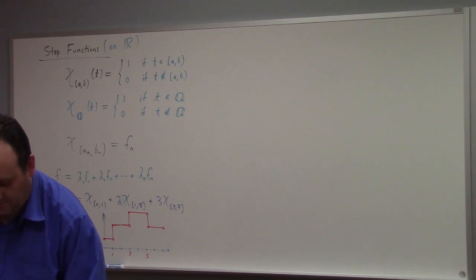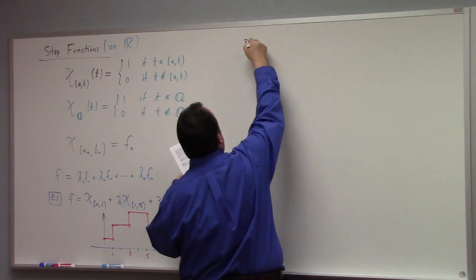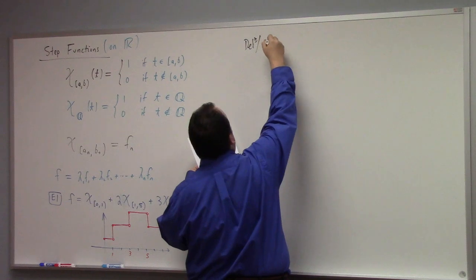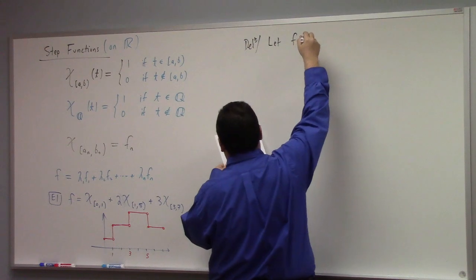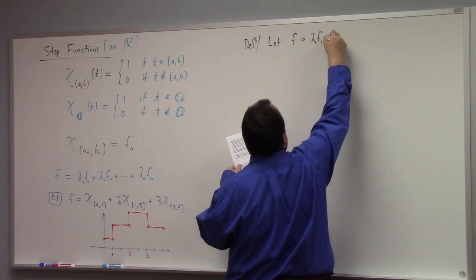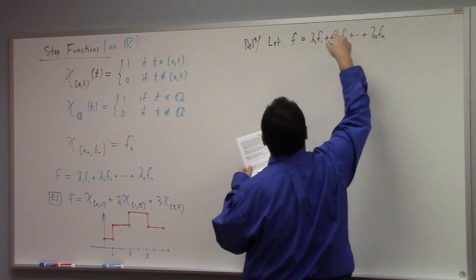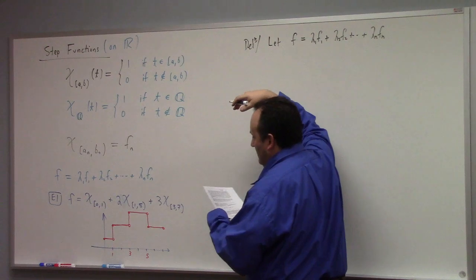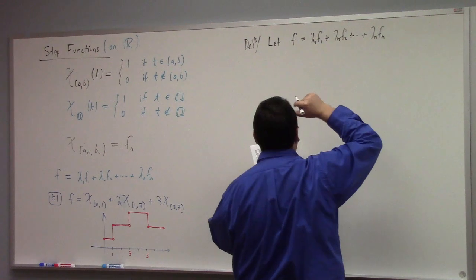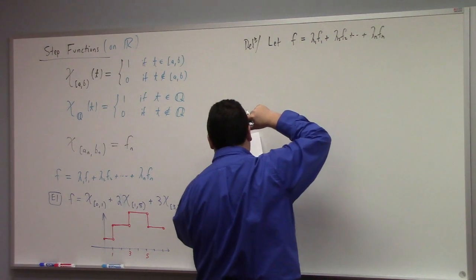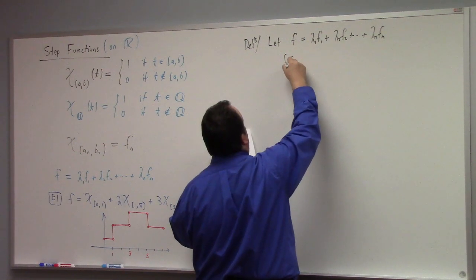And then he defines the integral of a step function. So that's probably worth writing down. Definition. What's the integral of a step function? So let f equal lambda 1 f1 plus lambda 2 f2 plus and so on plus lambda n fn, where f1 through fn, again, are characteristic functions on half-open intervals. Clopen intervals, sorry, it's horrible. Anyway, then the integral of f is equal to what?